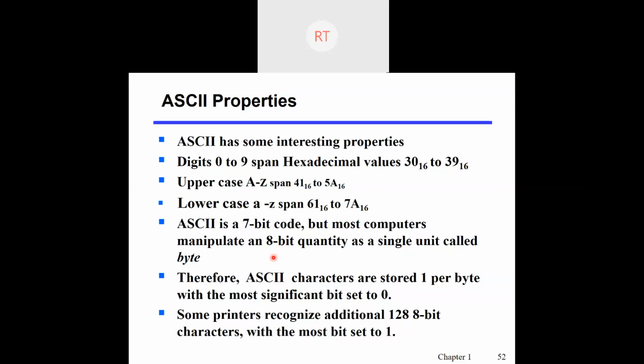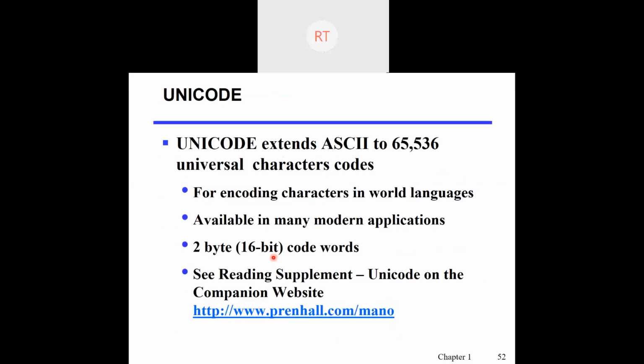But when you are writing characters in Chinese or in foreign languages, 8 bits is not enough, so they went to what we call Unicode. Okay, Unicode extends ASCII to 65,536 universal characters, where it uses 2 bytes instead of 1. We had 8 bits in ASCII, but here you have 2 bytes or 16 bits.